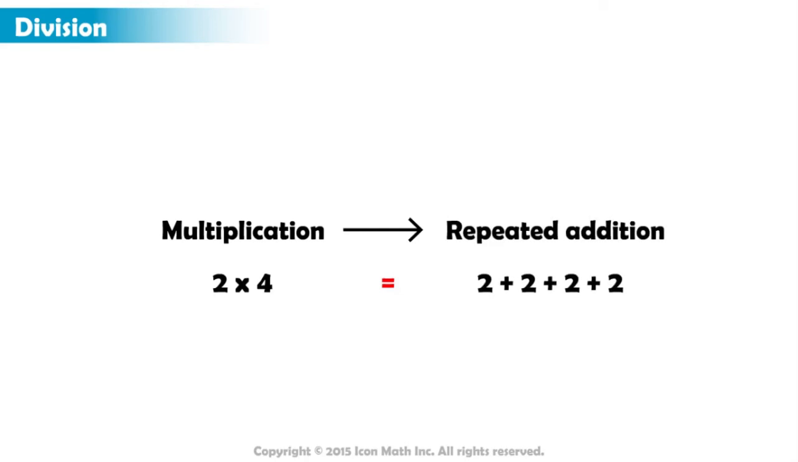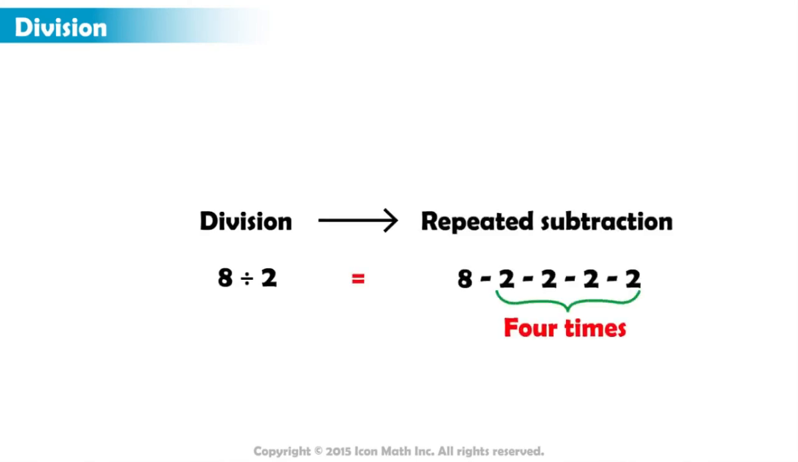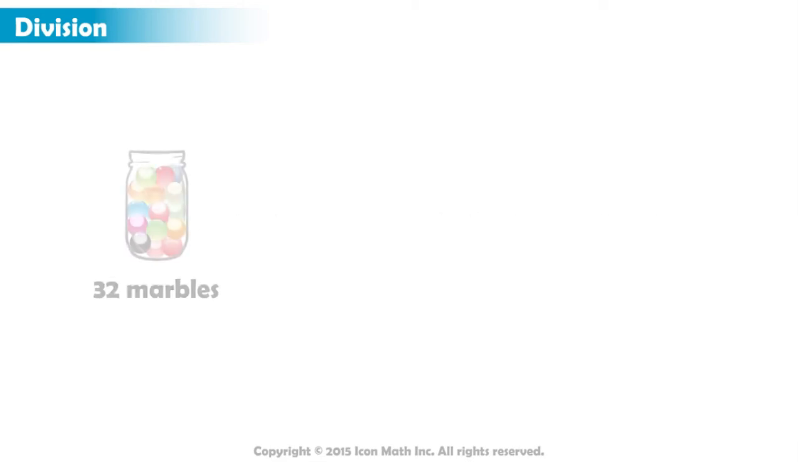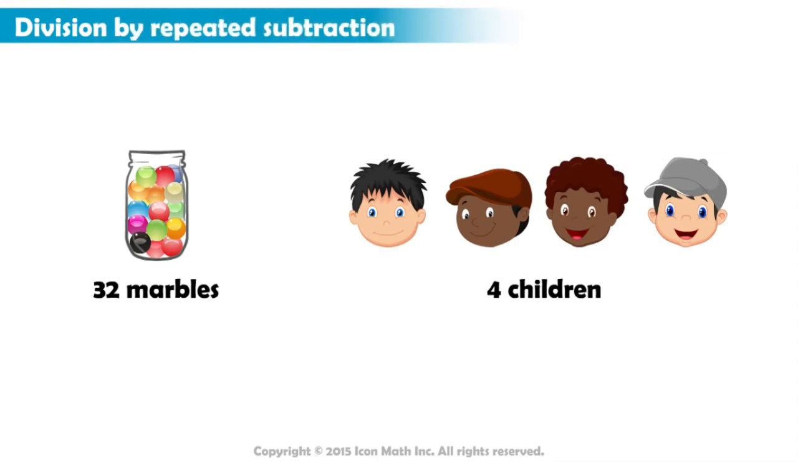Remember how multiplication is just a shortcut of doing repeated addition? Similarly, division is about doing repeated subtraction. So, if we have 32 marbles, and there are a total of 4 people each waiting to get some marbles, how do we do the repeated subtraction?